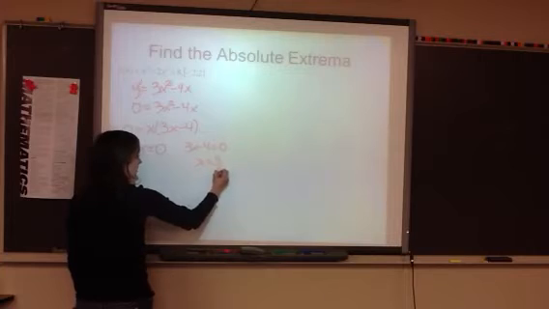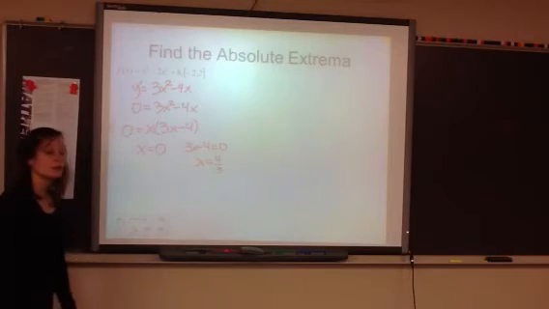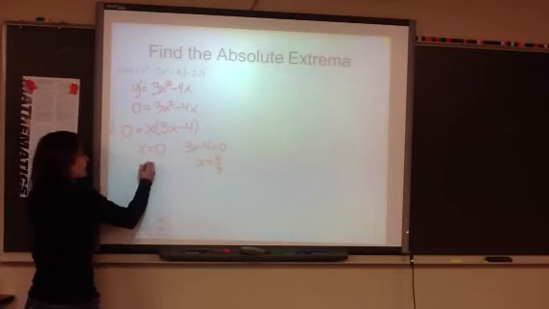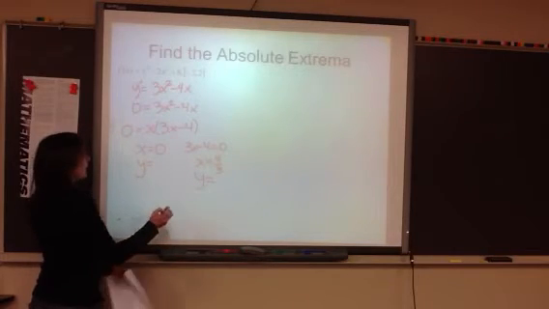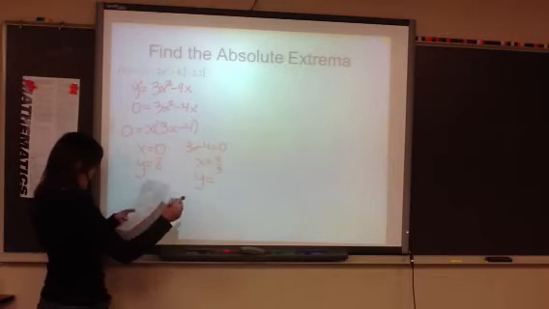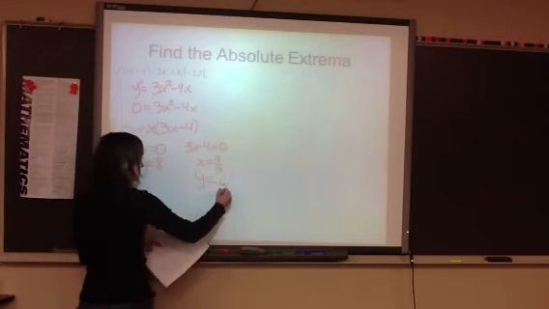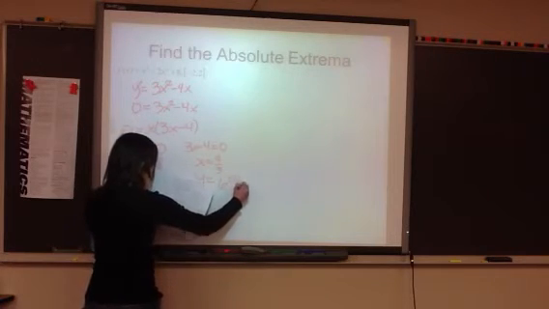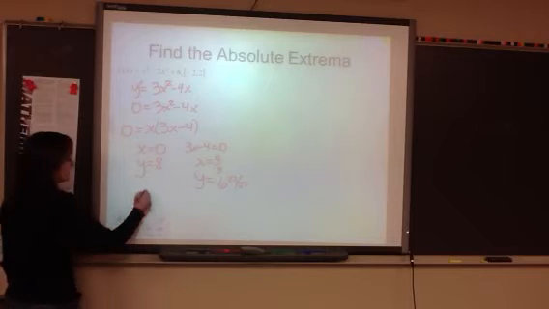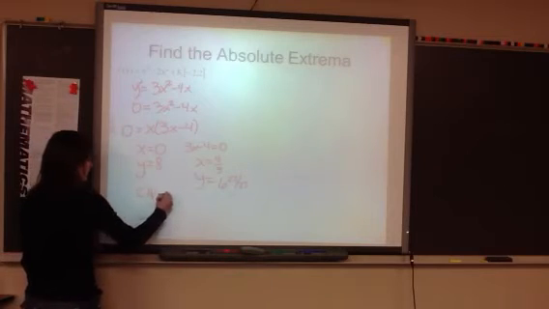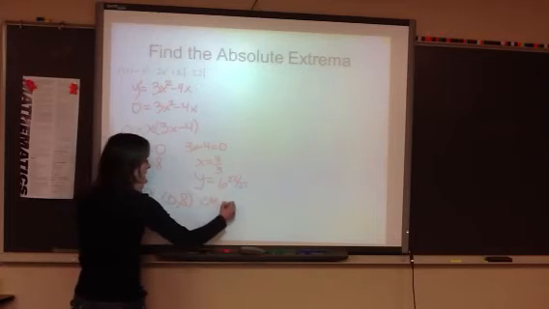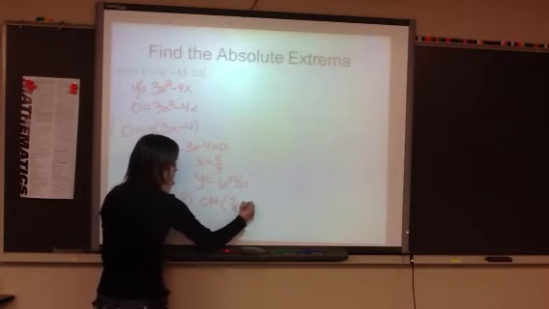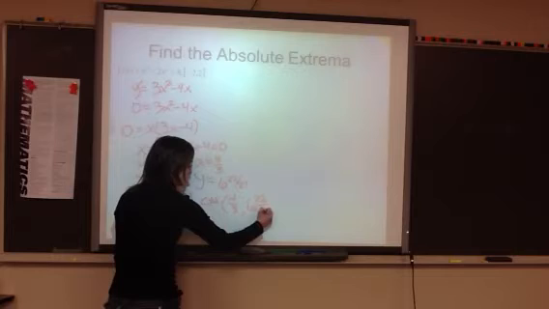Solve. Here are your two critical numbers. Find the y value by not plugging into the derivative, but by plugging into the original. And you get 8 and 6 and 22 over 27. So we have a critical number at (0, 8), and a critical number at (4/3, 6 and 22/27).